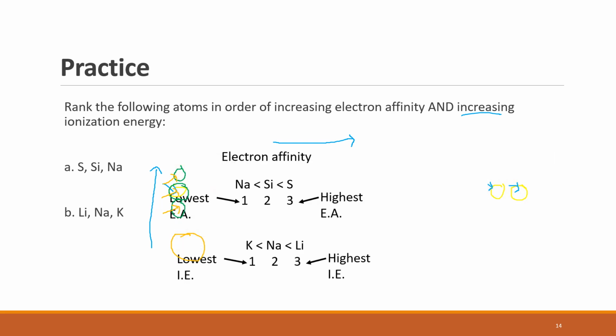So to summarize, here are the answers that we just discussed. Remove some of this so you can see them better. Going from lowest to highest. And these apply for electron affinity as well as ionization energy since they follow the same trend.